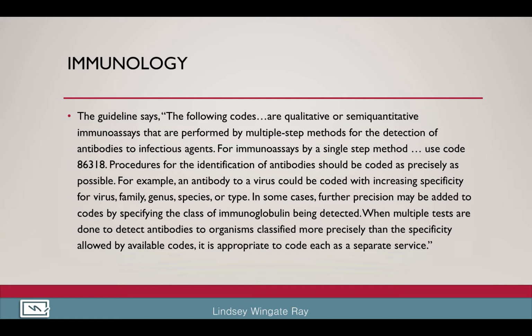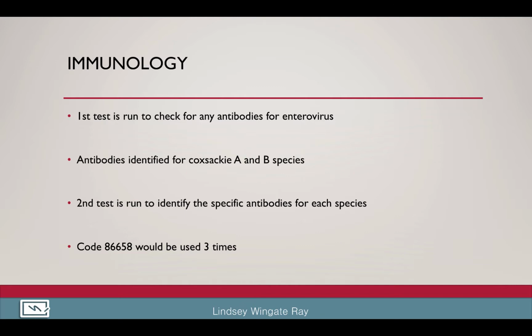In some cases, further precision may be added to codes by specifying the class of immunoglobulin being detected. When multiple tests are done to detect antibodies to organisms classified more precisely than the specificity allowed by available codes, it is appropriate to code each as a separate service. For example, a test for antibody to an enterovirus is coded with 86658. Coxsackie virus are enteroviruses, but there are no codes for the individual species of enterovirus. If assays are performed for antibodies to Coxsackie A and B species, each assay should be separately coded.